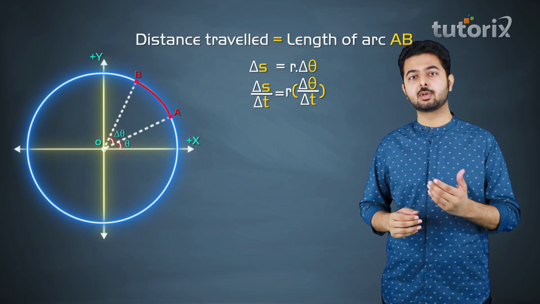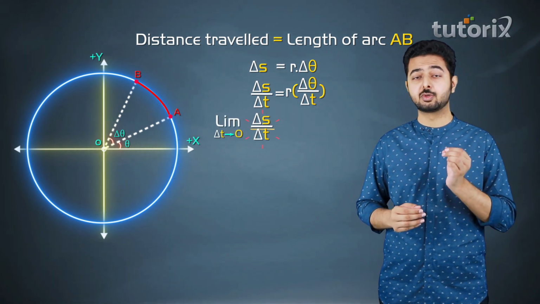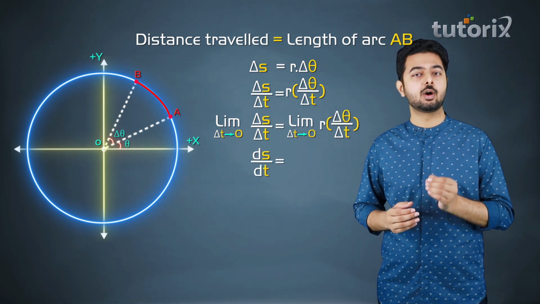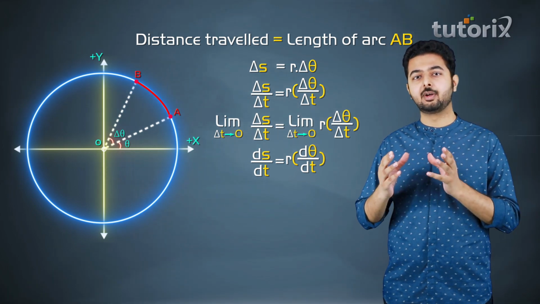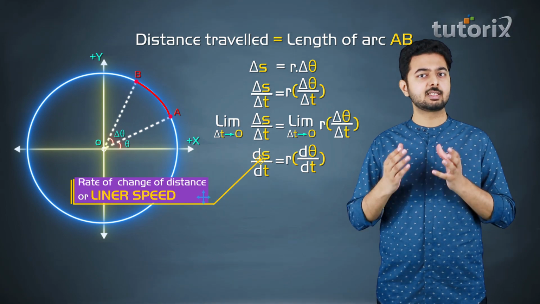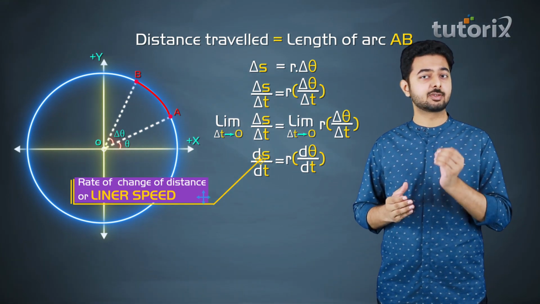So if we write this equation in differential form, that is, by taking the limits delta t tends to 0, then we will get ds upon dt is equal to r times d theta upon dt. So what is ds upon dt? It is nothing but the rate of change of distance, which is the same as linear speed. So we can write ds upon dt as small v.